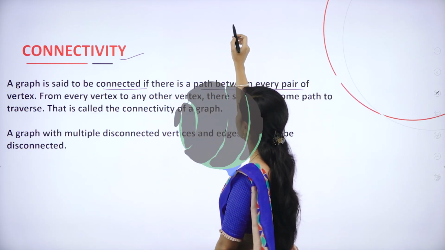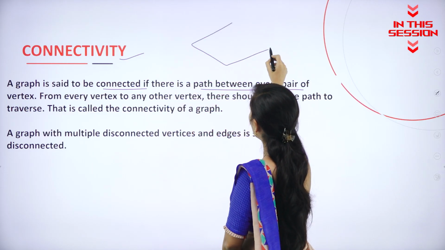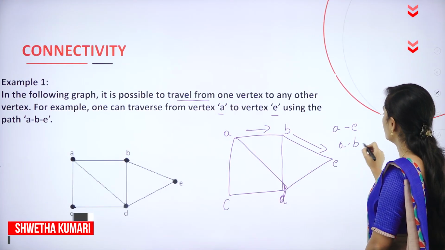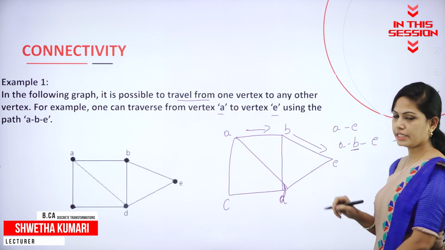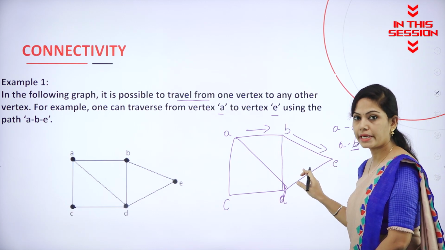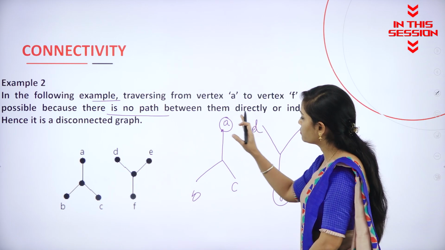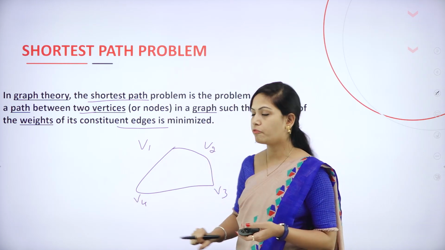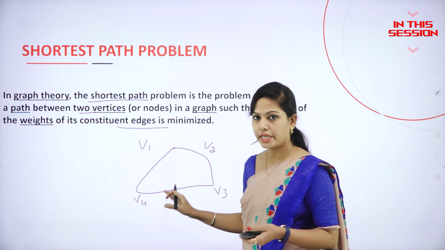If the graph is connected, there is a path between every pair of vertices, A to B, then B to E. This is called connectivity between two vertices. There is no path from A to F, so it is a disconnected graph. We are choosing the shortest route from source to destination.